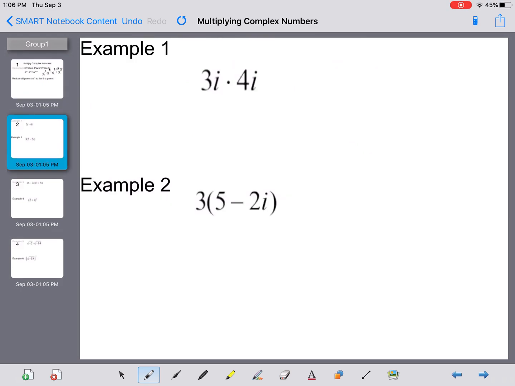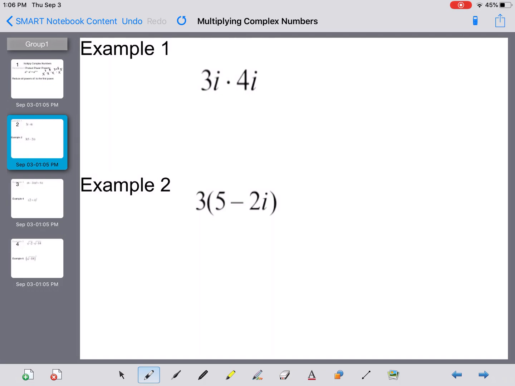So we're going to look at this and kind of build our way up. So looking at this, we have 3i times 4i. So we have two imaginary numbers multiplying together. And we're going to treat a lot of these similar to x's. It's just that we need to know that they represent something other than x, but also that we need to reduce down to i to the first power.